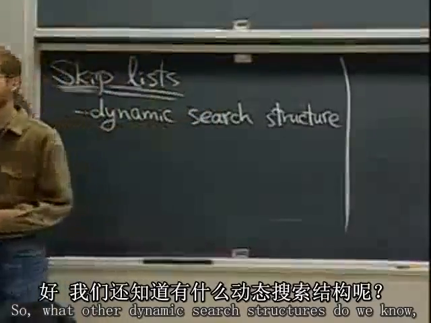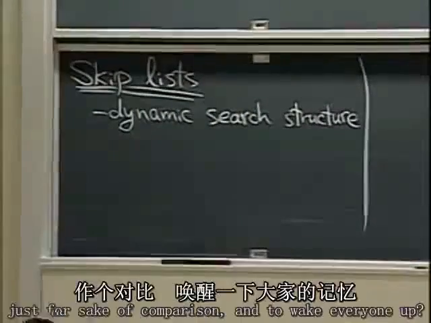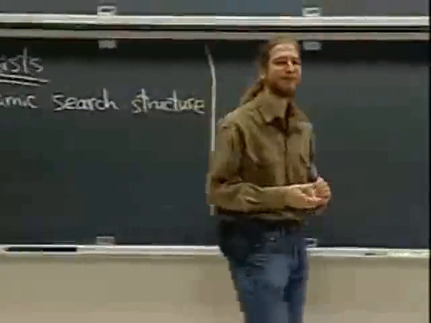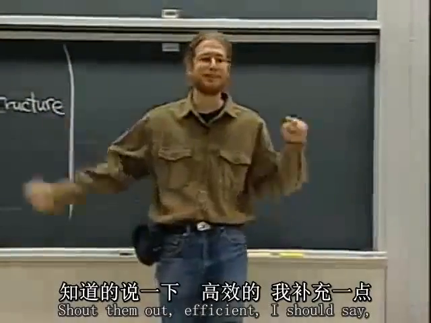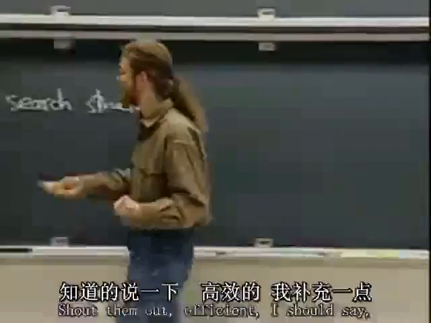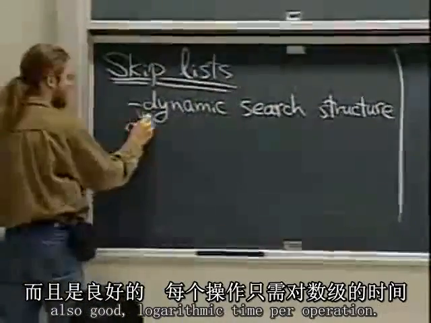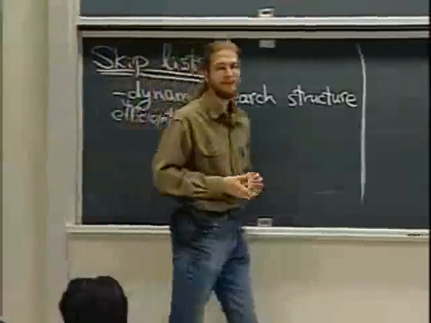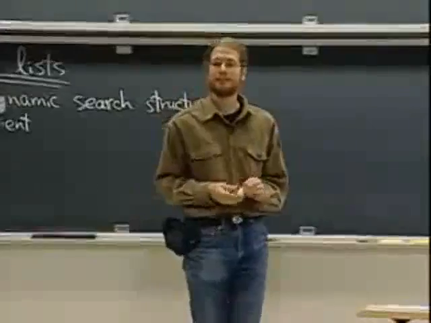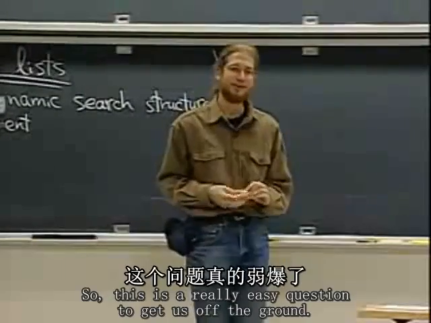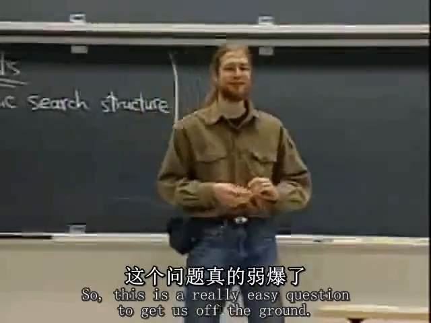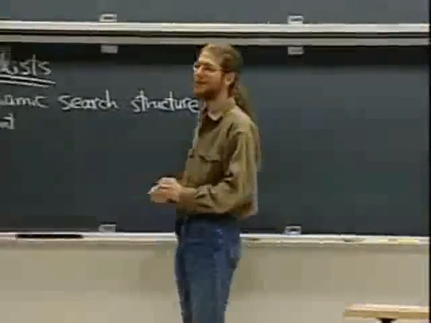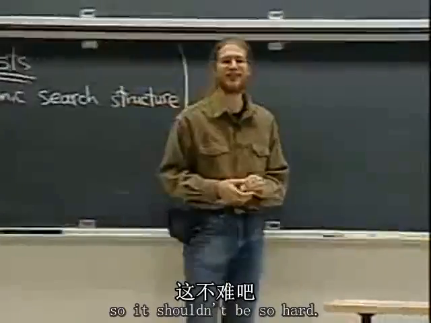So what other dynamic search structures do we know, just for sake of comparison and to wake everyone up? Shout them out. Good, efficient, I should say. Also good. Logarithmic time per operation. So this is a really easy question to get us off the ground. I've seen them all in the last week, so it shouldn't be so hard.